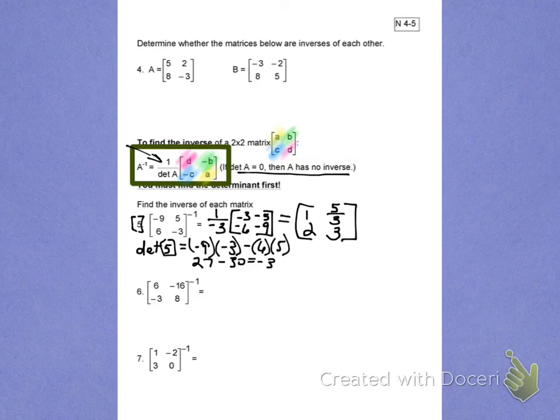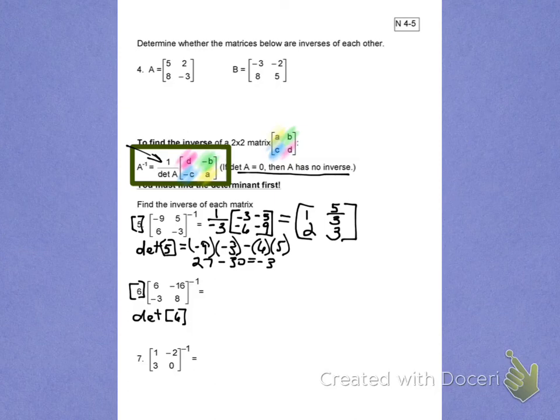Let's do the same thing for 6 and 7. Okay? First we find the determinant. So we're going to find the determinant of matrix number 6. Usually you give a matrix a letter. I didn't give these letters. I'm just using the problem number. Okay, we want the inverse of that matrix. That's what that negative 1 as an exponent means.